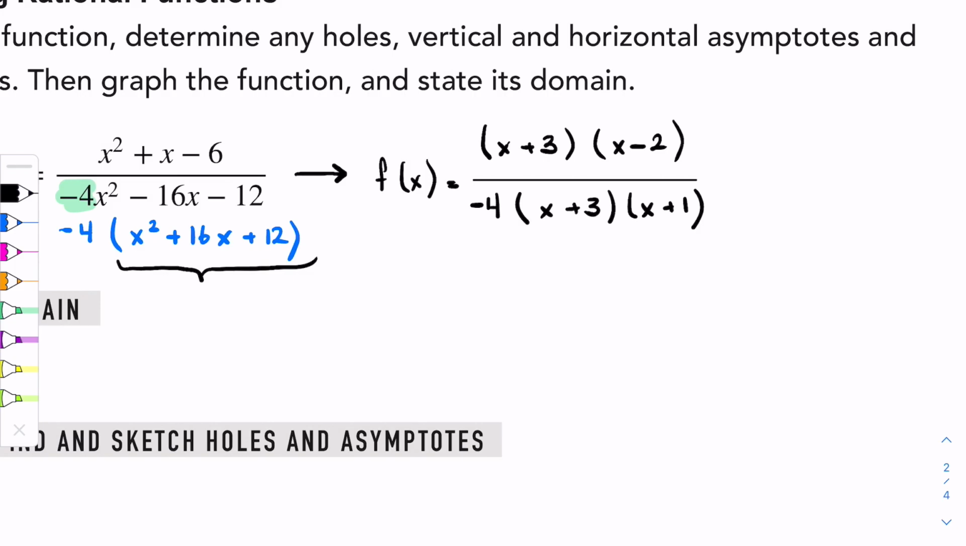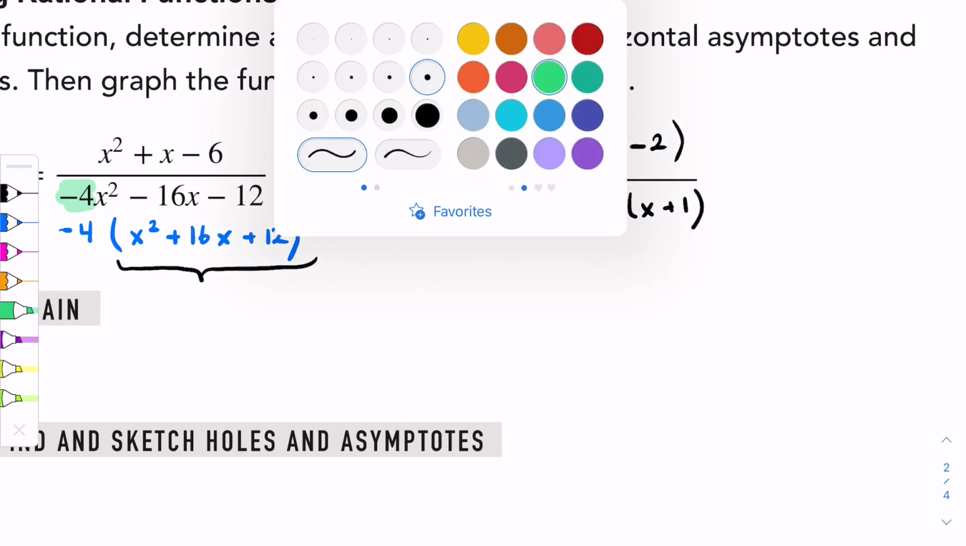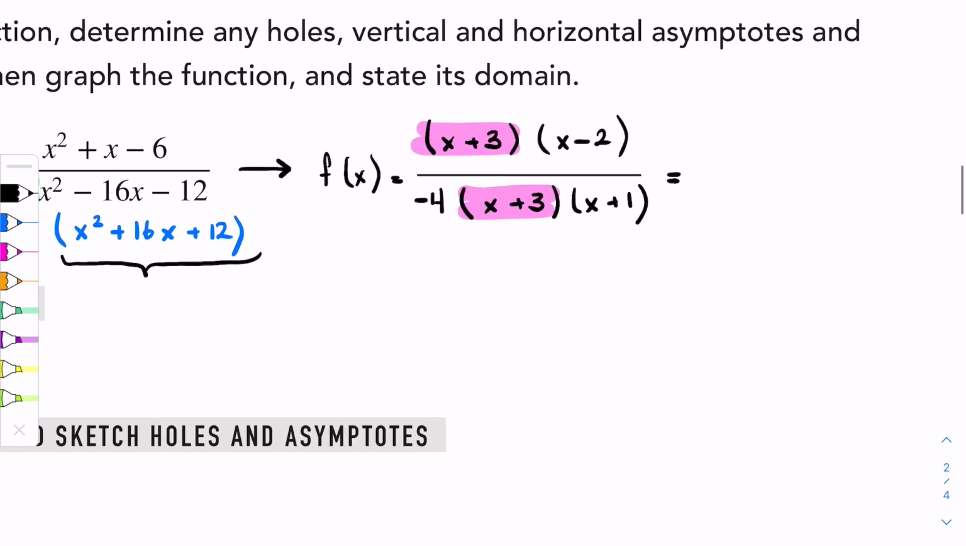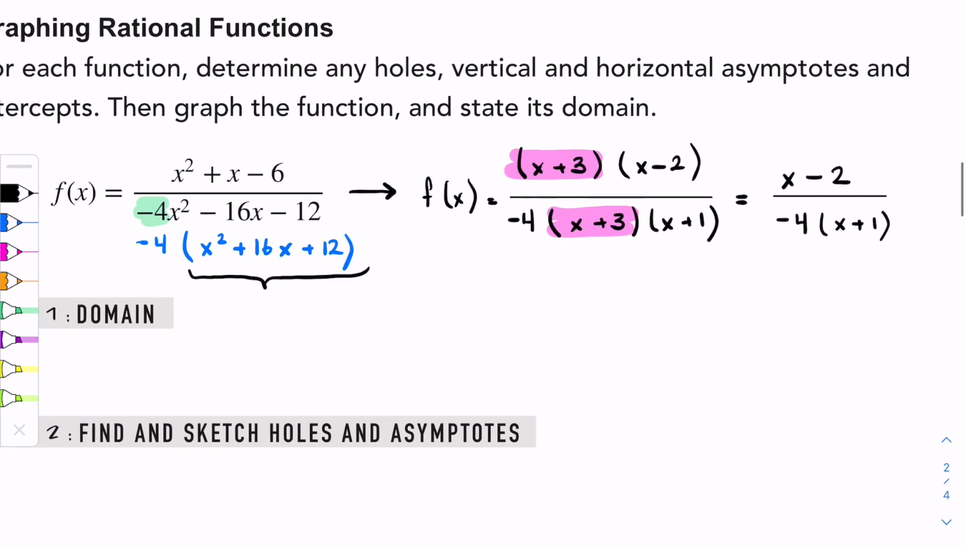there's a common factor and I'm going to eliminate that now. That way I have all three expressions. I have my standard form, my factored form, and then I'll have my simplified form. So here we have our common factor. Eventually we would eliminate that, especially when we're finding the holes. So our simplified form is going to be x minus 2 in the numerator divided by negative 4 times x plus 1. All right, I'll label all of these for you.